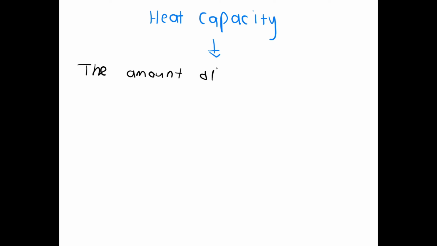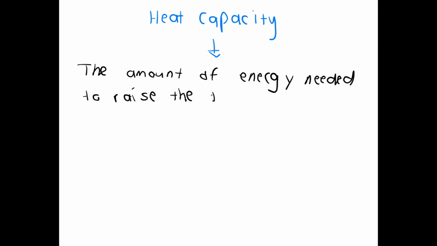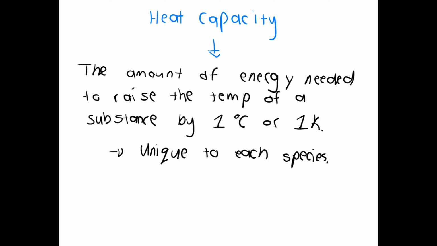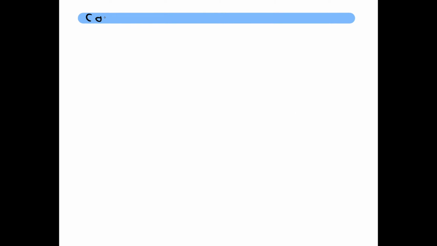Heat capacity is the amount of energy needed to raise the temperature of a substance by 1 degree Celsius or 1 Kelvin. Heat capacity is unique to each species. Let's take a look at two ways in which heat capacity can be useful.